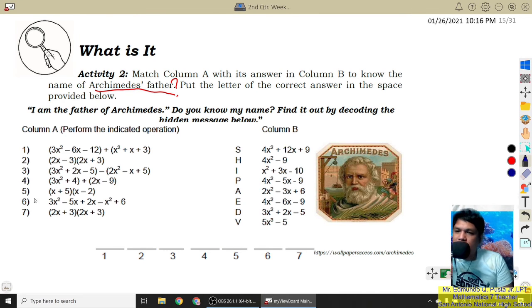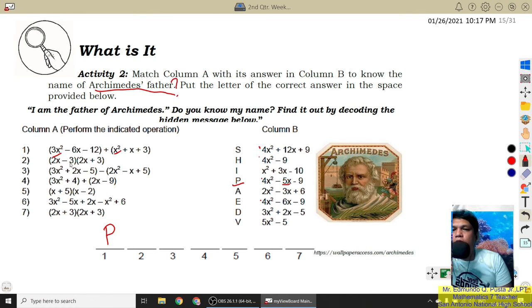So by solving these algebraic expressions, the 3x squared minus 6x minus 12 plus x squared plus x plus 3. So alin yan? 3x squared plus x squared, we have what we call 4x squared. So alin yun? 4x squared. Ayan, mga 4x squared. Okay, negative 6 plus x, we have negative 5. Alin yan dun? So we have this one dahil meron siyang ganun. So we have here P.